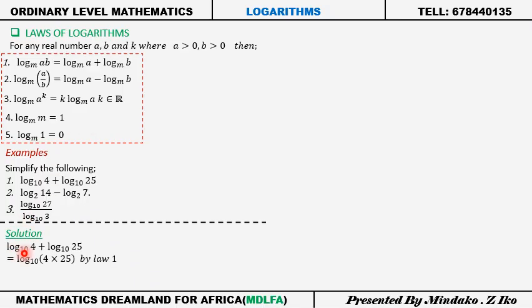So let's look at the solution. The log of 4 to the base 10 plus log of 25 to the base 10 is just equal to log of 4 times 25 to the base 10, by law 1. Since here it is plus, I multiply the first two terms, this term and this term.